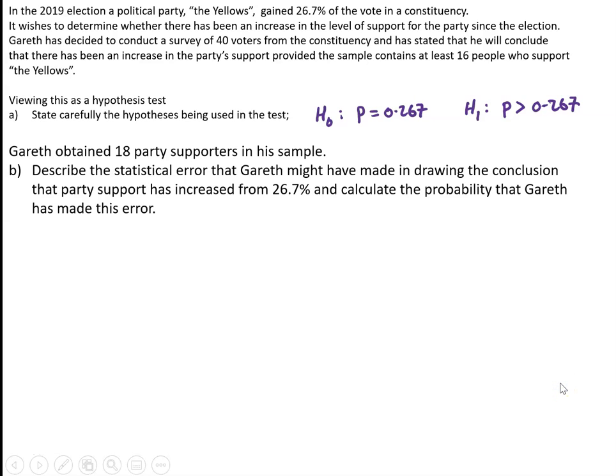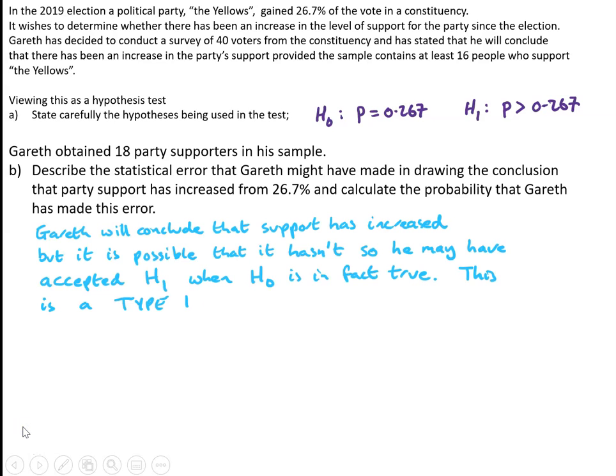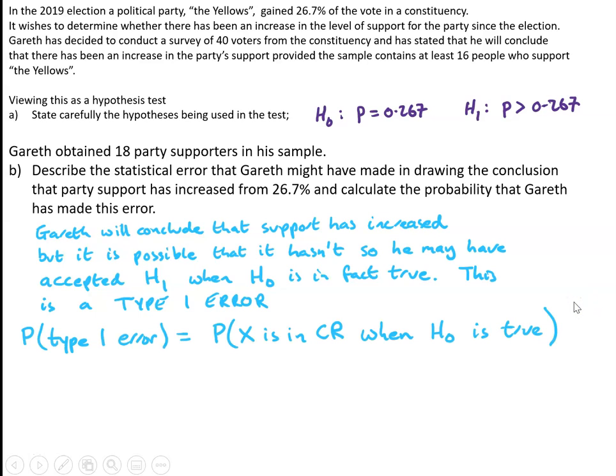We're now told that Gareth obtained 18 party supporters in his sample. And earlier on in the question we were told that if the sample contains at least 16 people who support the Yellows, then he will conclude that there has been an increase in the party's support. We're asked to describe the statistical error that Gareth might have made in drawing this conclusion and the probability that he made that error. So Gareth is concluding that the support has increased, but it is possible that it hasn't. So he may have accepted the alternative hypothesis when the null hypothesis is in fact true, and this is a type 1 error. Now the probability of making a type 1 error is the probability that x is in the critical region when the null hypothesis is true.